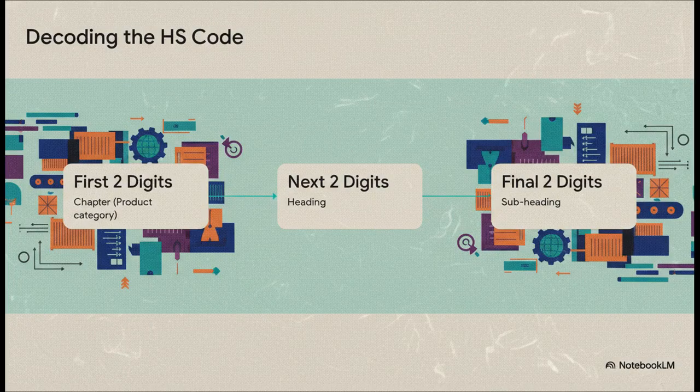And the code itself? It's actually pretty logical once you break it down. The standard HS code is 6 digits long. The first 2 digits are the chapter, which is the big, broad product category. The next 2 are the heading for a little more detail, and the final 2 are the subheading, which gets even more specific. See? Simple, right?